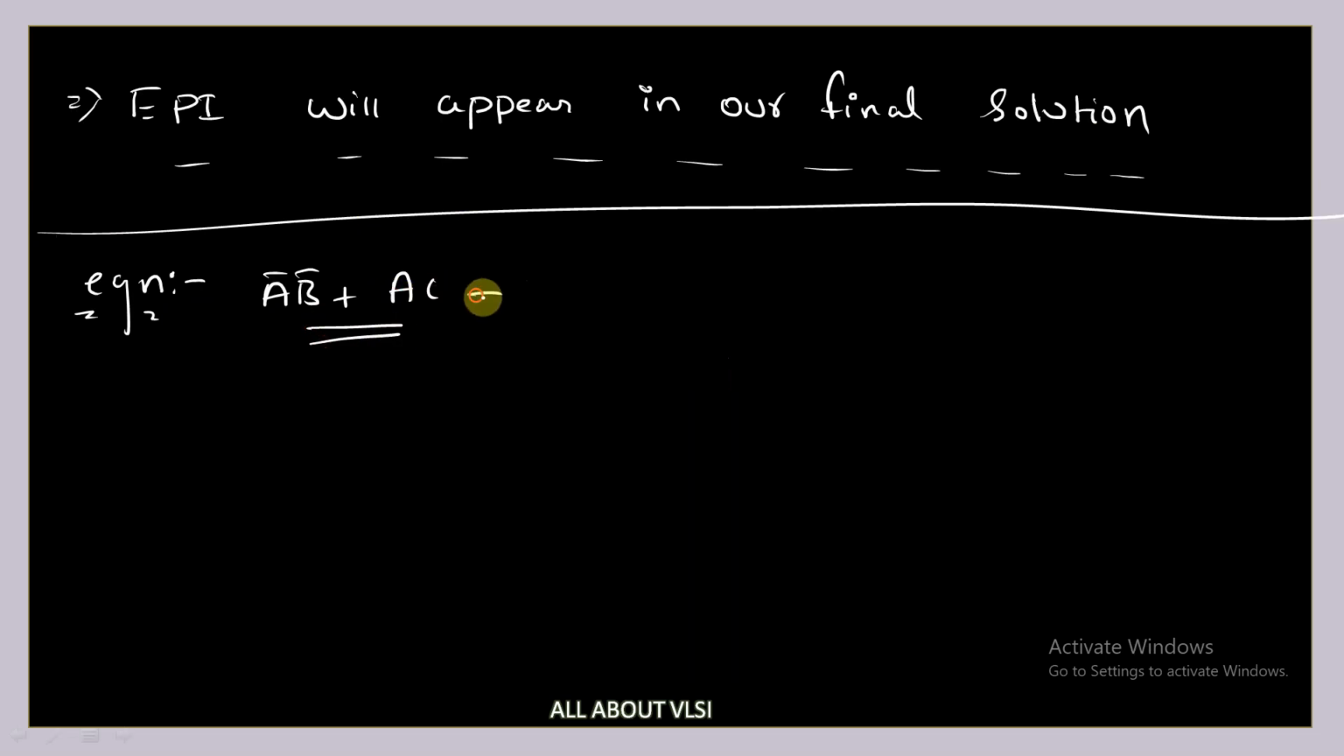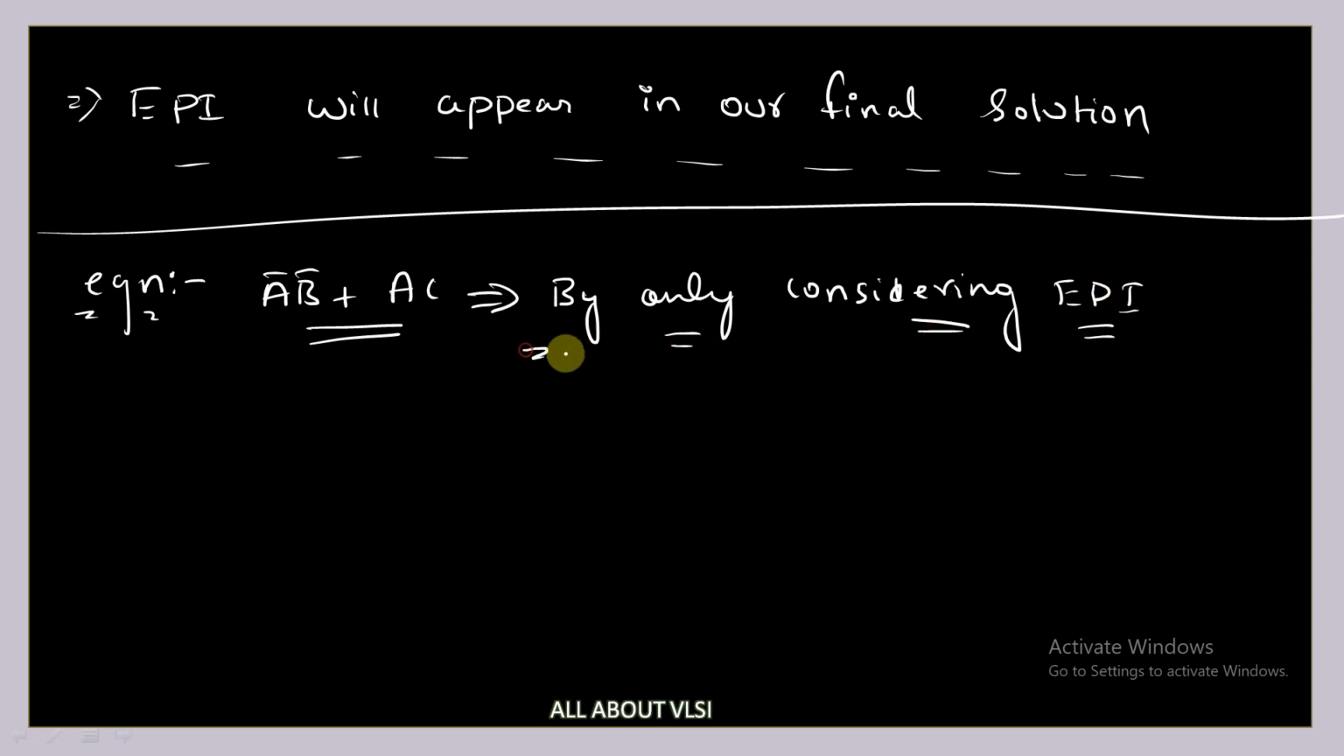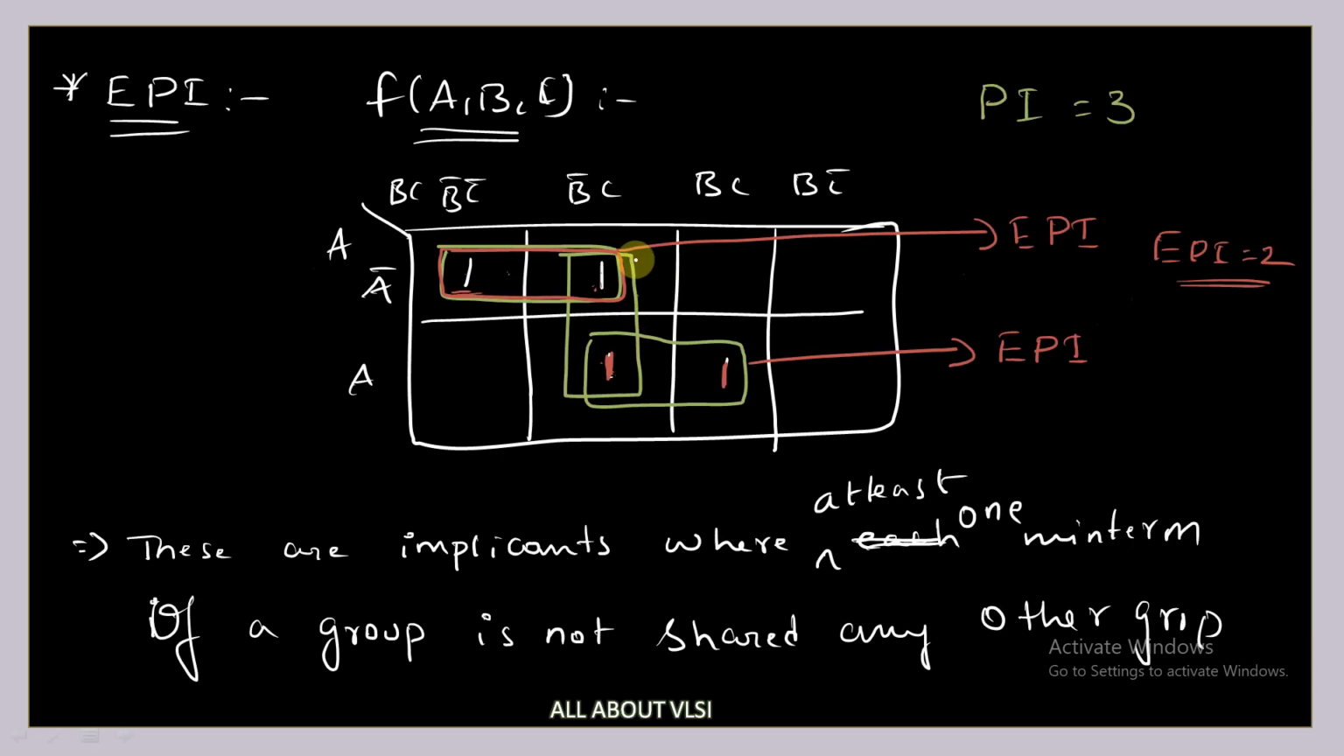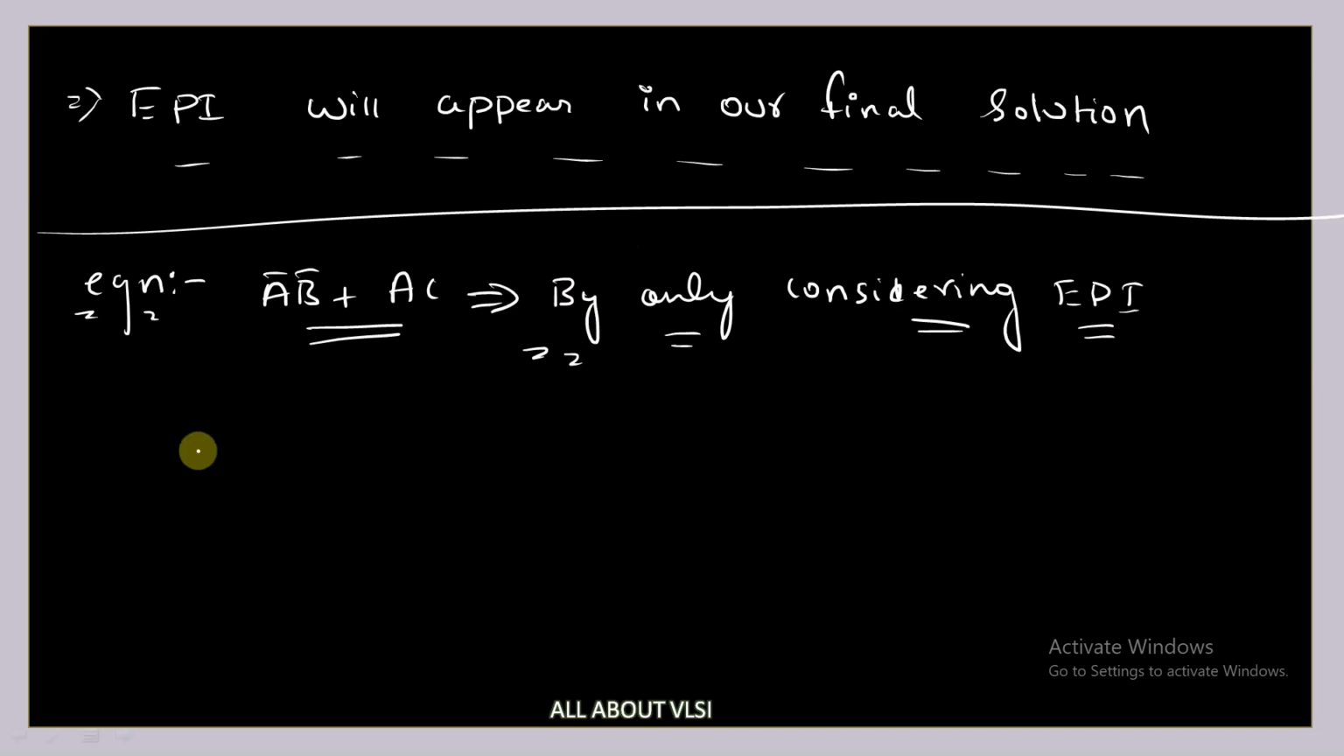So this equation I am getting by only considering essential prime implicants. Now, if I consider the other group which is not an essential prime implicant, then my equation will become a bar b bar plus b bar c plus ac.